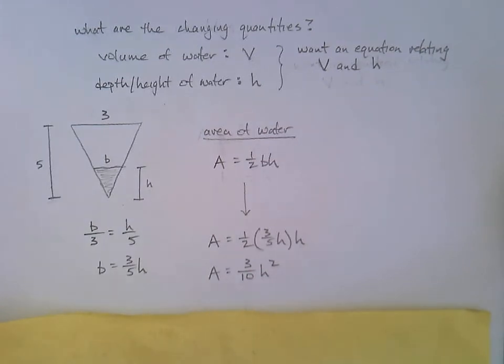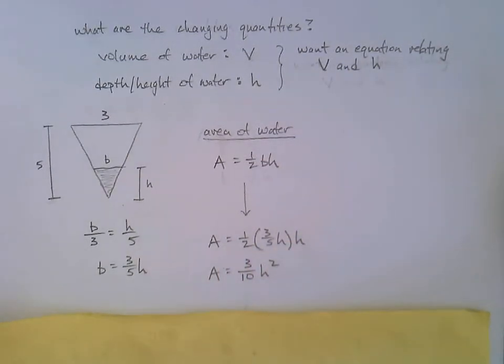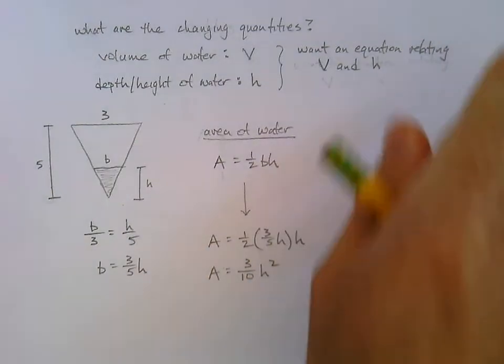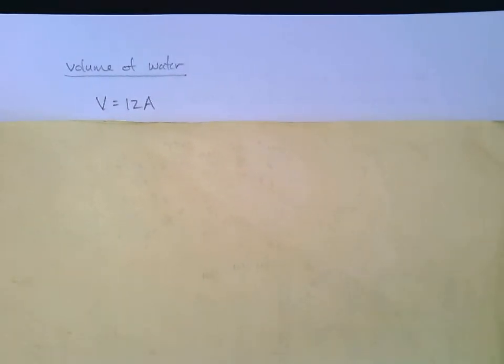Okay. Once we have the area in terms of the height, our goal is to get the volume in terms of the height. Well, we're really close. As we discussed a moment ago, the volume of water is 12 times the area, because that trough is always 12 feet deep. So if we just multiply that area by 12, we'll have the volume in terms of the height.